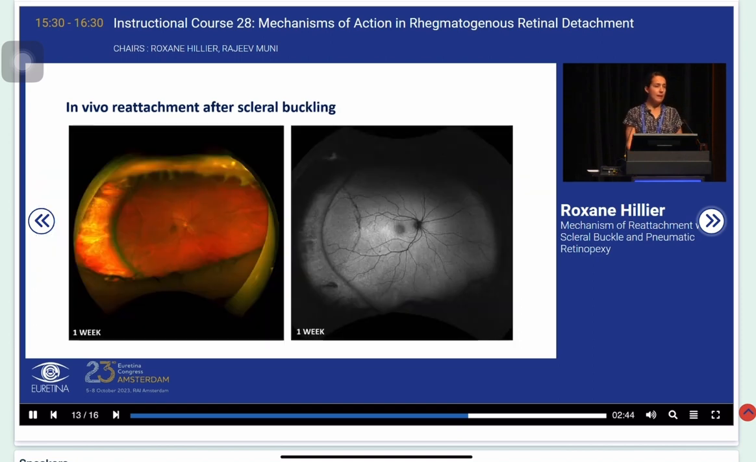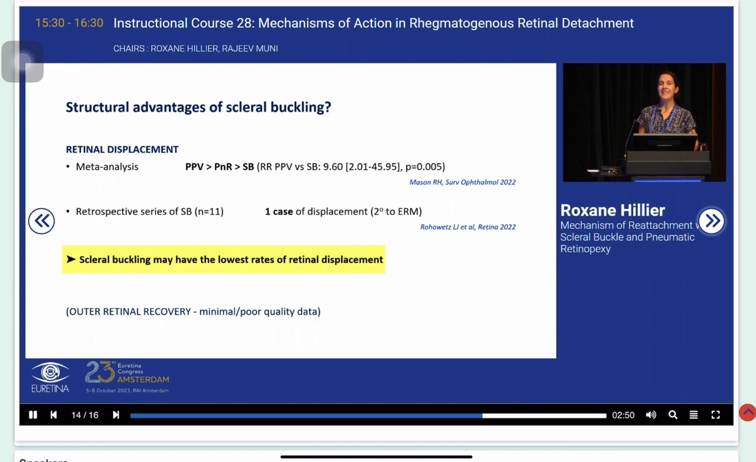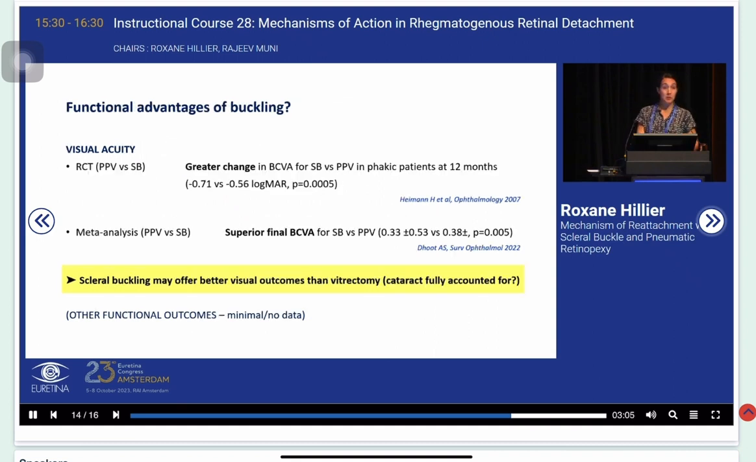My experience in clinic is that we don't see displacement. We see good outer retinal recovery, but there is much less data after scleral buckling than there is after pneumatic retinopexy. A meta-analysis has recently suggested that you get most retinal displacement after vitrectomy and perhaps least after a scleral buckle, but we really need more data. So scleral buckling may have the lowest rates of retinal displacement.